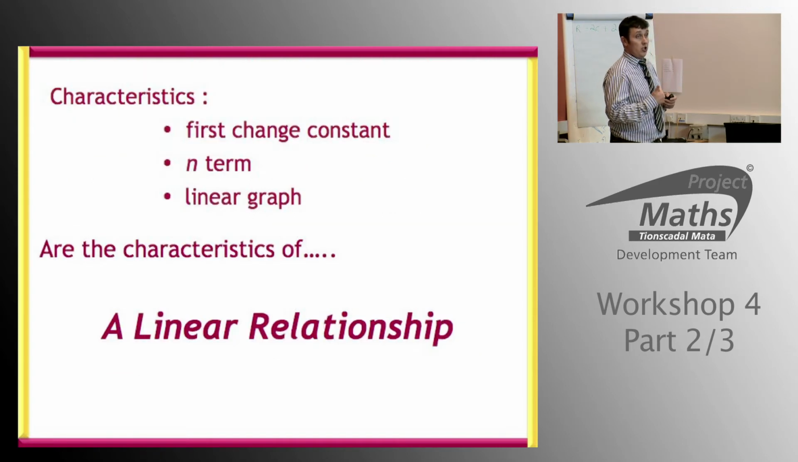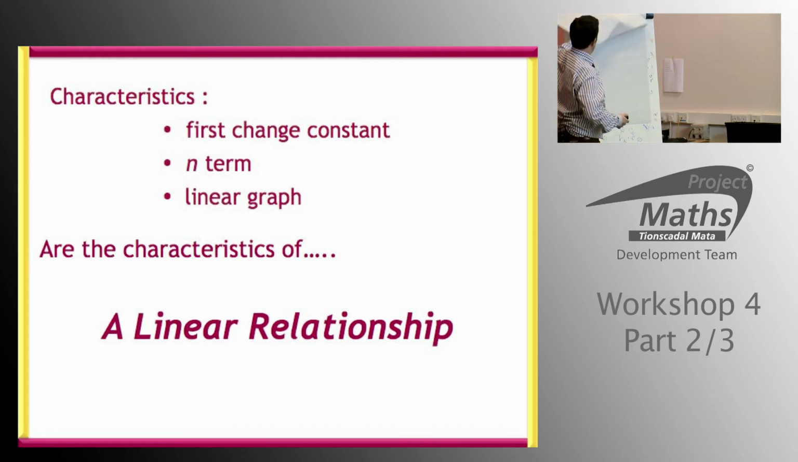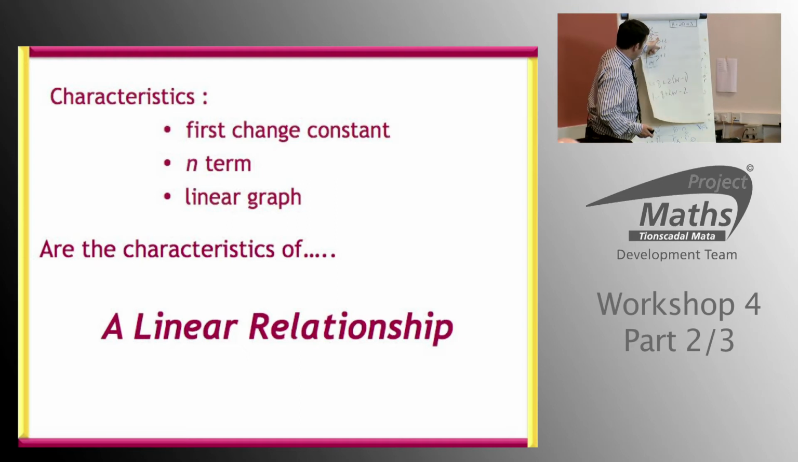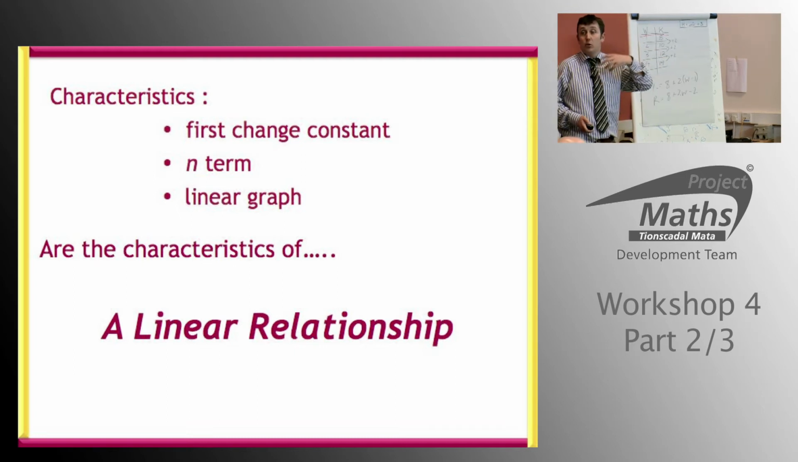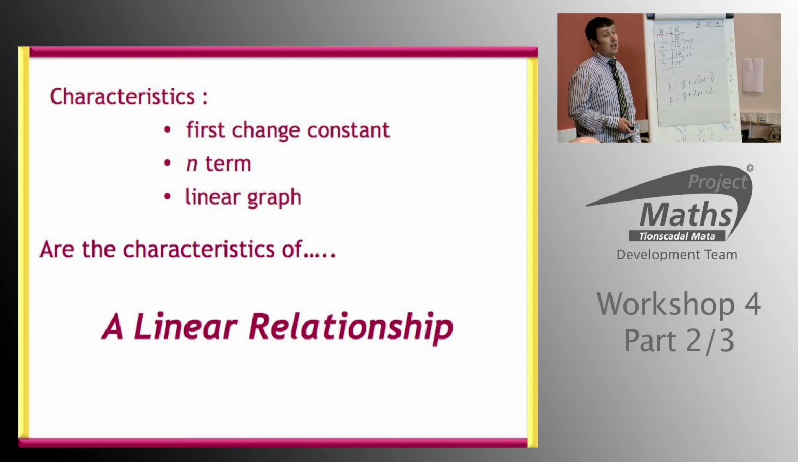The first change is constant. Now, what was it in our example here for this table? Our first change is plus 2. It had an n term. There were only n's or w's and so forth, no squares or anything. And it was a linear graph. Okay.